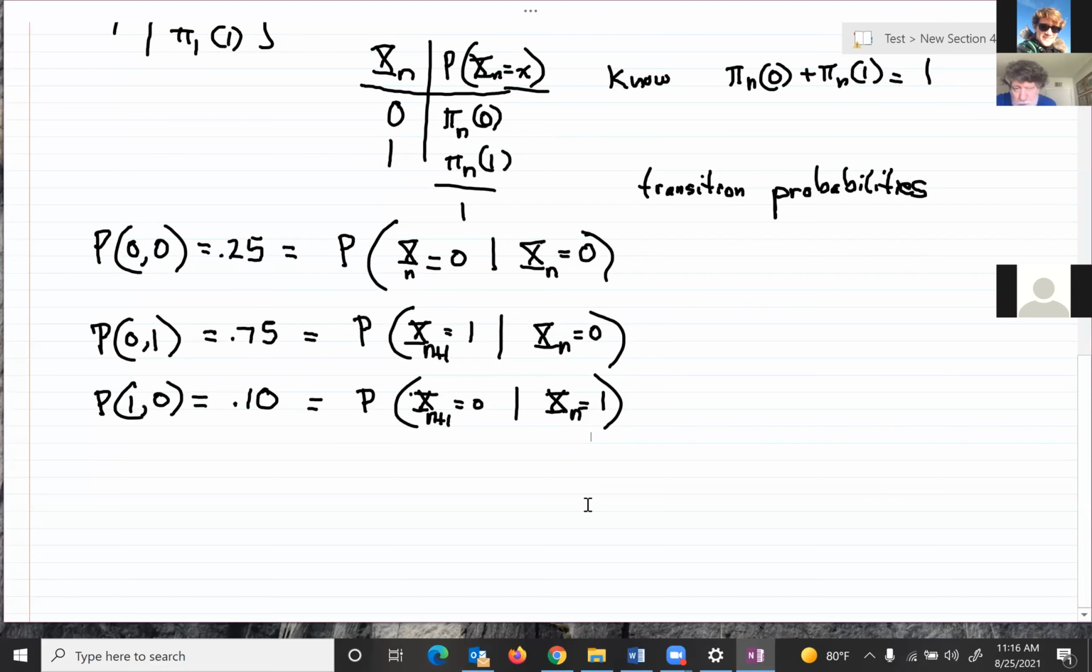And the last one to put down here would be going from 1 back to itself. And that has a 90% chance of happening. And that's the chance of, if you're working today, that you're still working tomorrow.